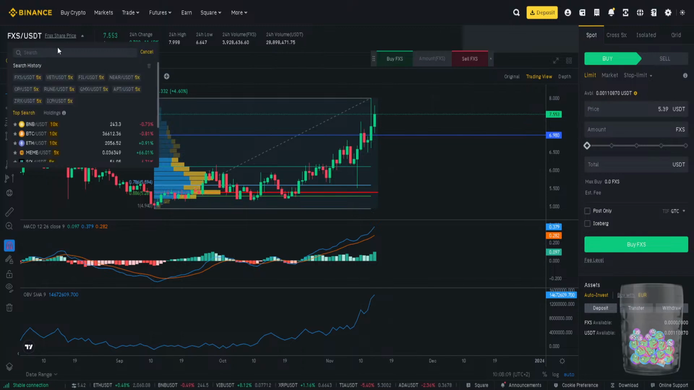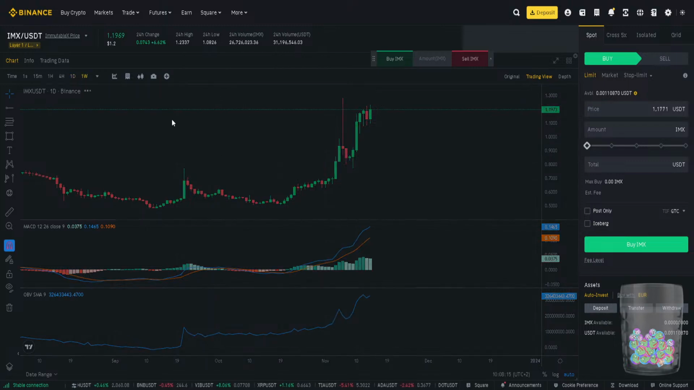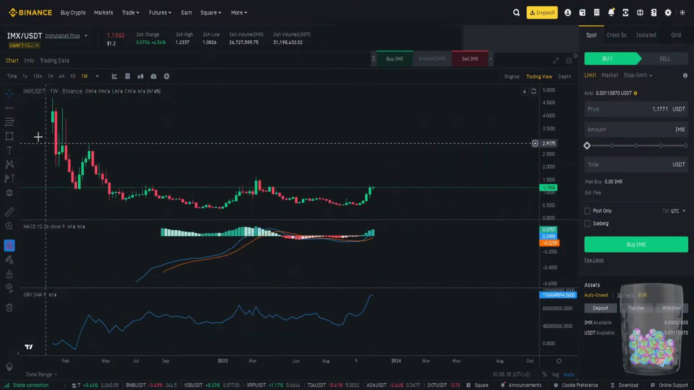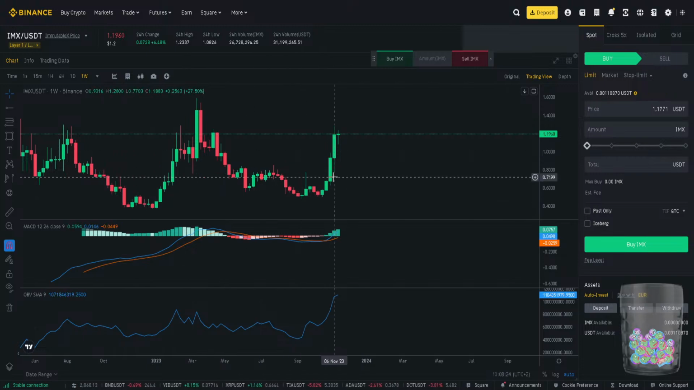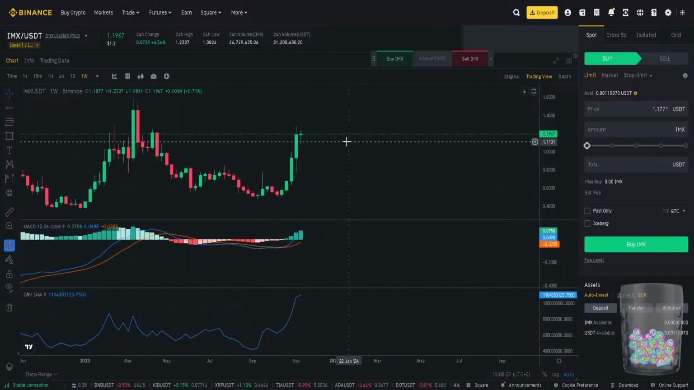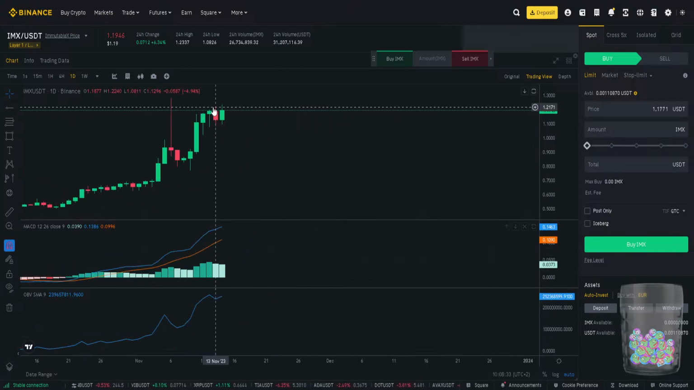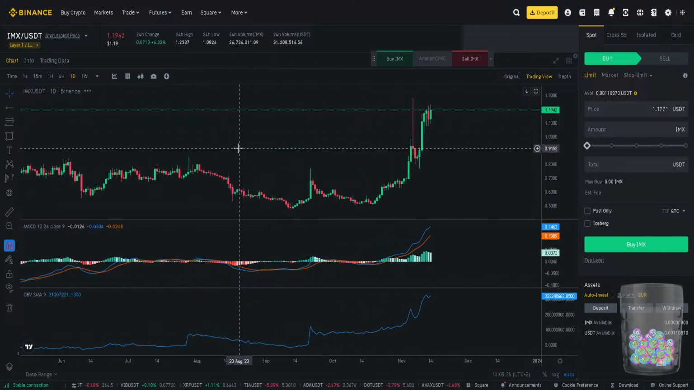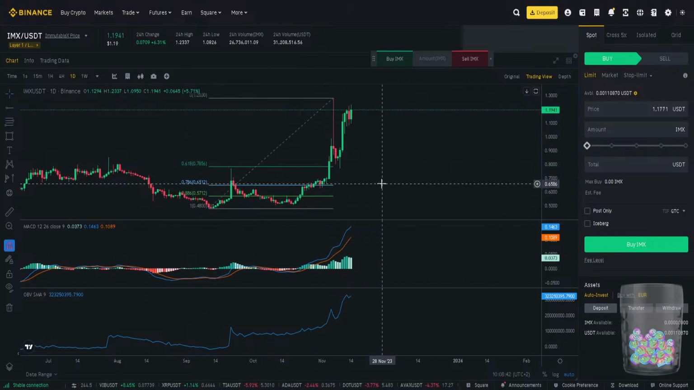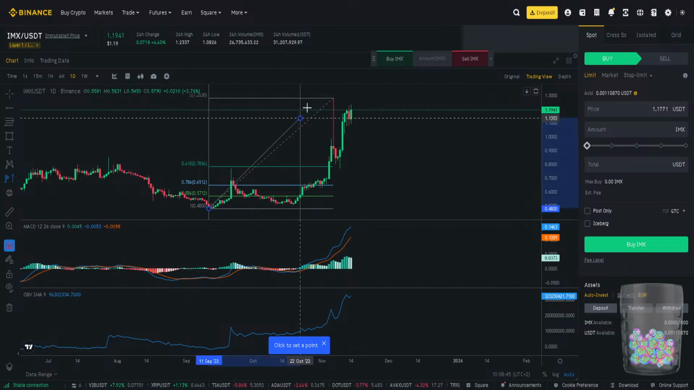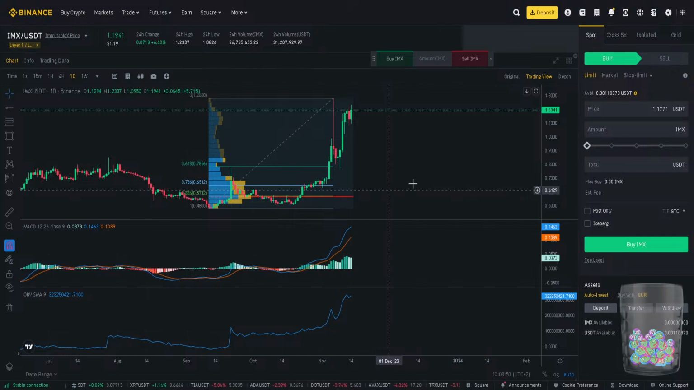IMX. Don't know if it trades here. Yes, it does. Let's check out the weekly. Newer chart, very nice looking chart. Got these higher lows, W's inside W's. Lots of volume interested in this coin. Let's go down to the daily. Some bearish divergences there. So $0.56.